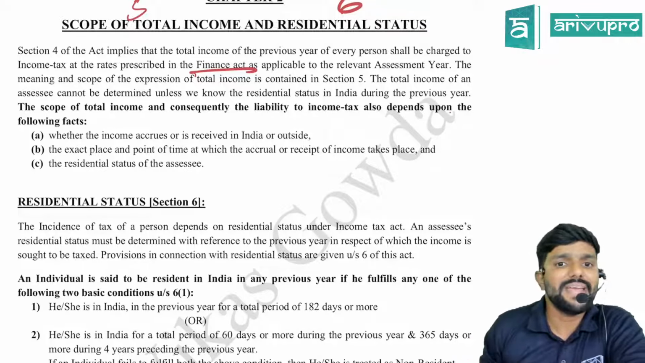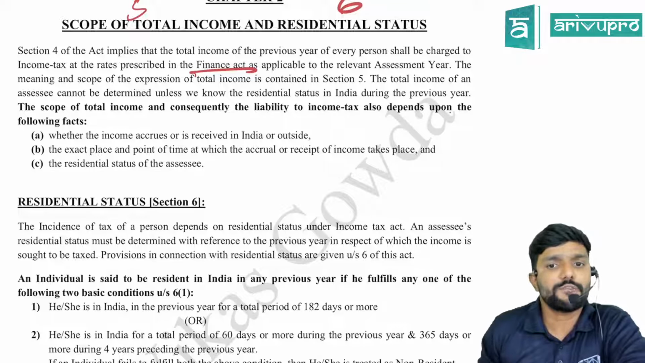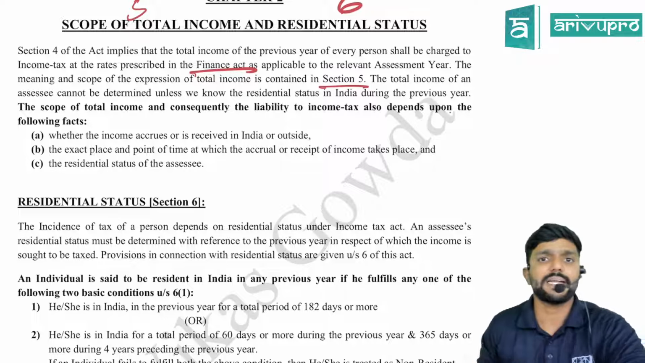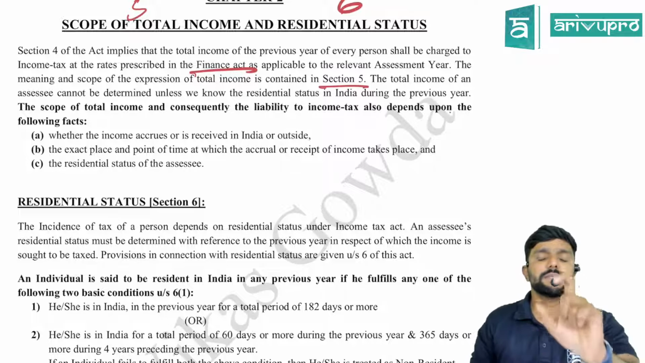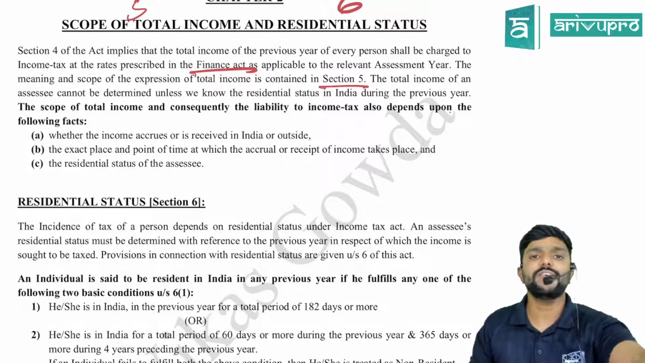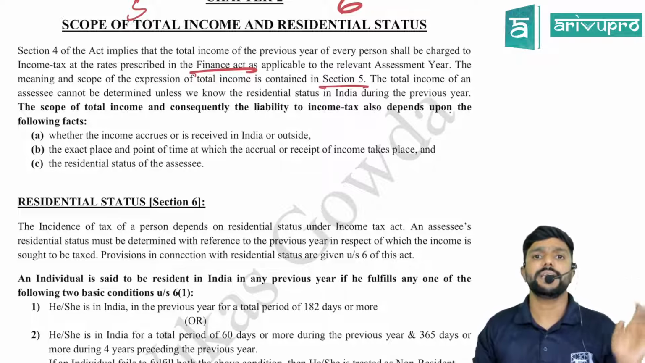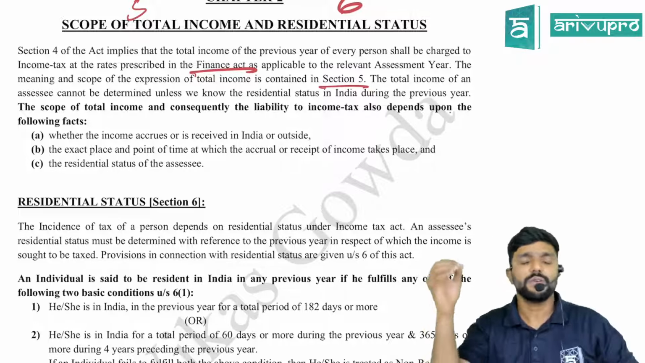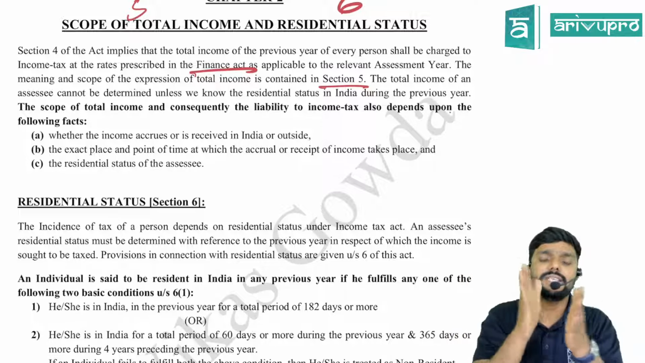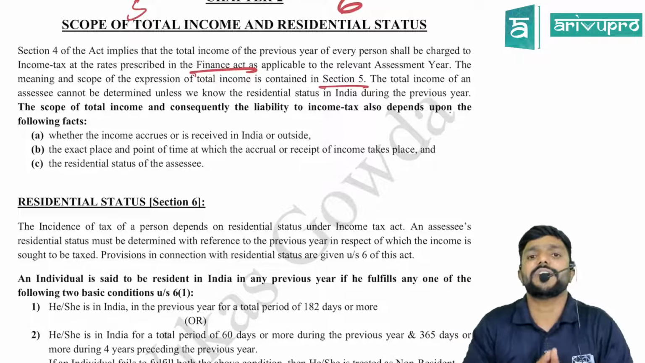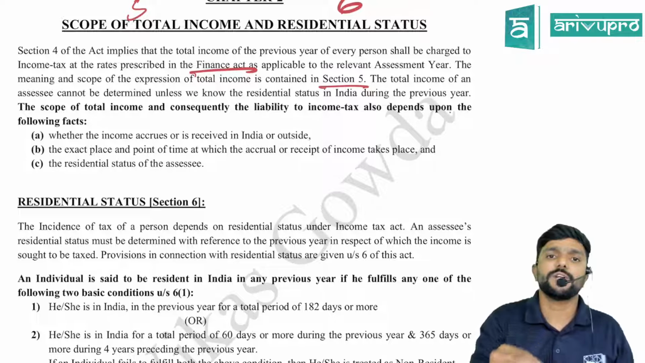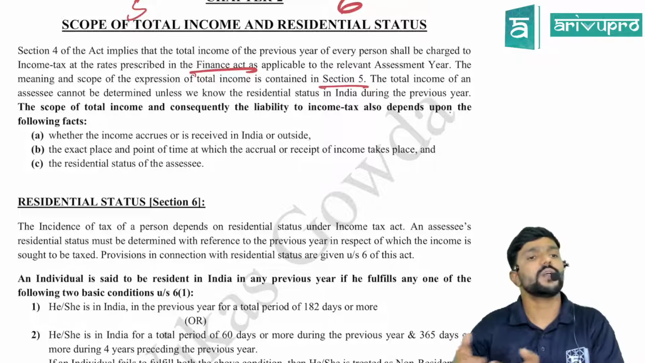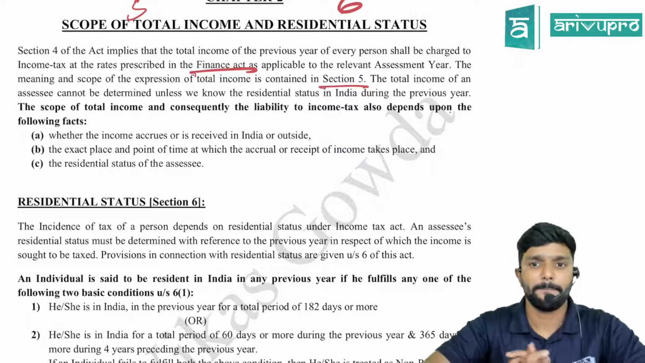Next, the meaning and scope of the expression total income is contained in section 5. What is total income? How do we calculate it? Section 5 will tell, if you have any income, is it taxable in India? You would have earned it in India or outside India, you would have received it. Depending upon the category, is it taxable in India is what section 5 is telling. But that depends on your residential status, whether you are a resident in India or a non-resident in India.